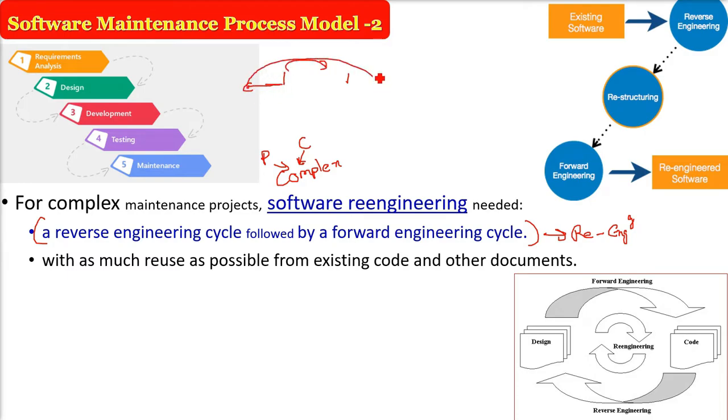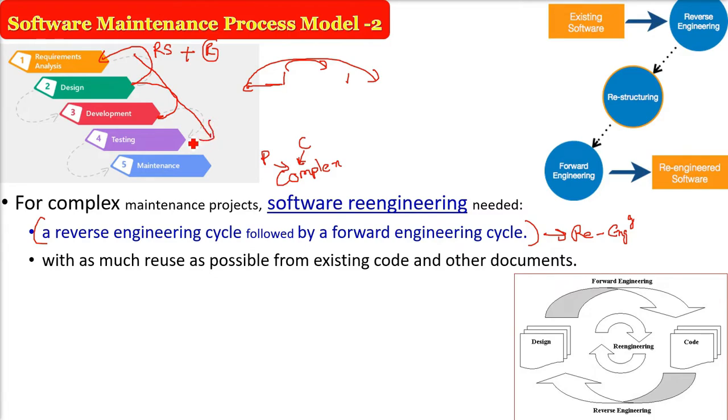So if you want to do a long jump or high jump, you take a step back and then you jump. When you take a step back, that is the reverse engineering, then you jump forward, that is the forward engineering. So you are going from maintenance to development, code to design, design to requirement analysis. So finally you are trying to find out the requirement specification.